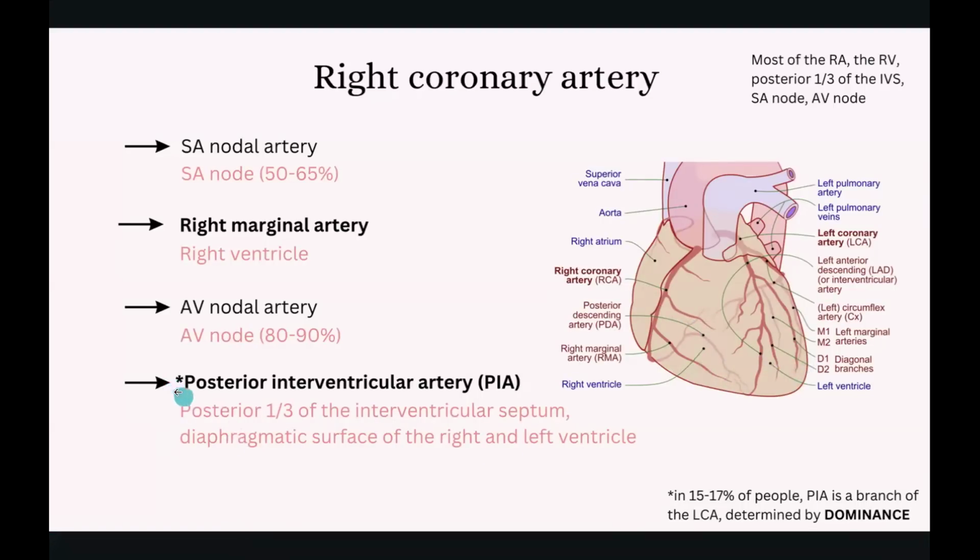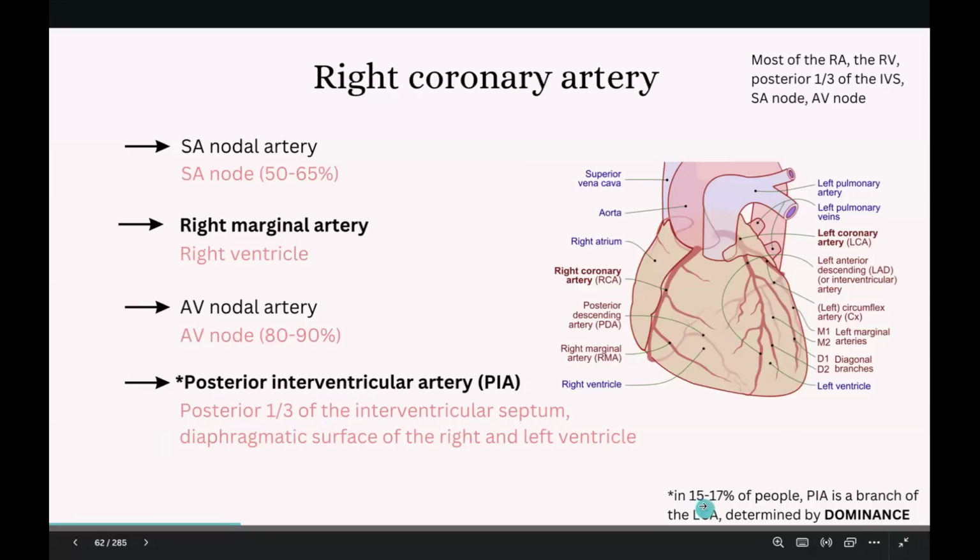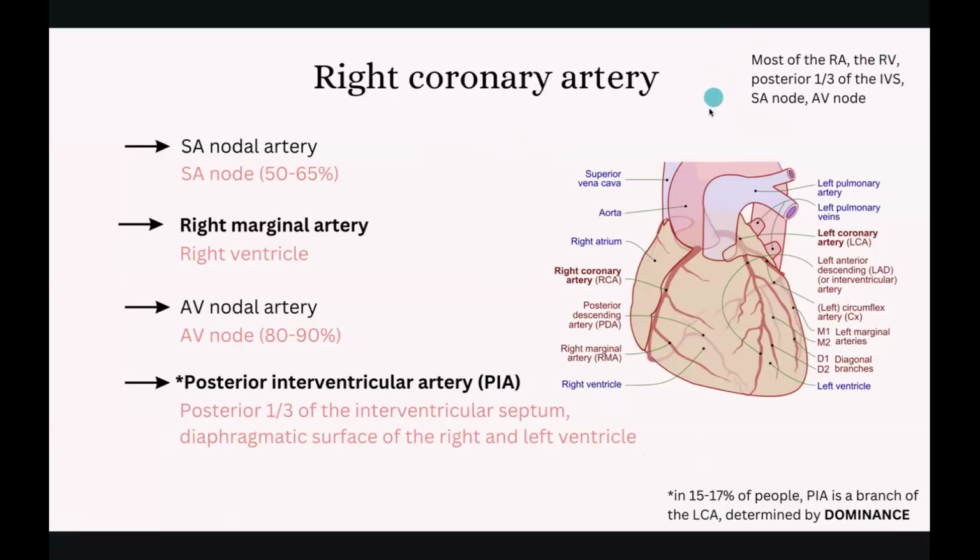Now, important to note about the posterior interventricular artery, it supplies the posterior 1/3 of the interventricular septum in most people. However, in 15 to 17% of people, it's actually a branch of the left coronary artery instead of the right coronary artery. And this is determined by dominance, which we're going to talk about later. So just to summarize, this is the supply of the right coronary artery: most of the right atrium, the right ventricle, the posterior 1/3 of the interventricular septum, the SA node, and the AV node.